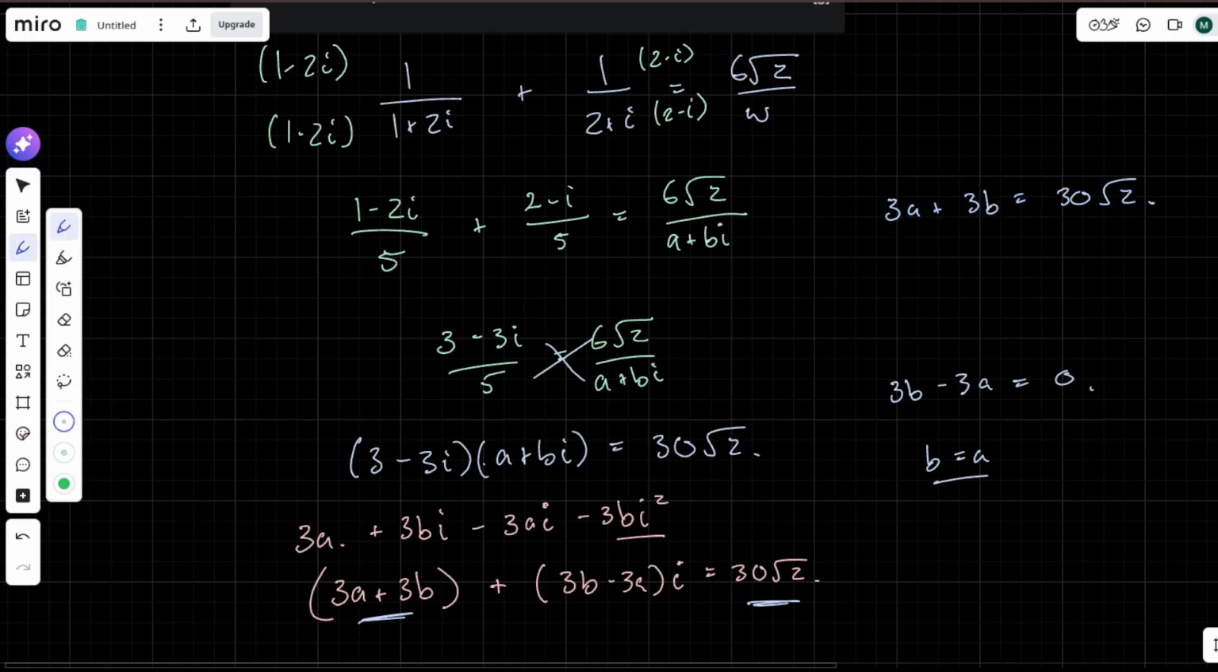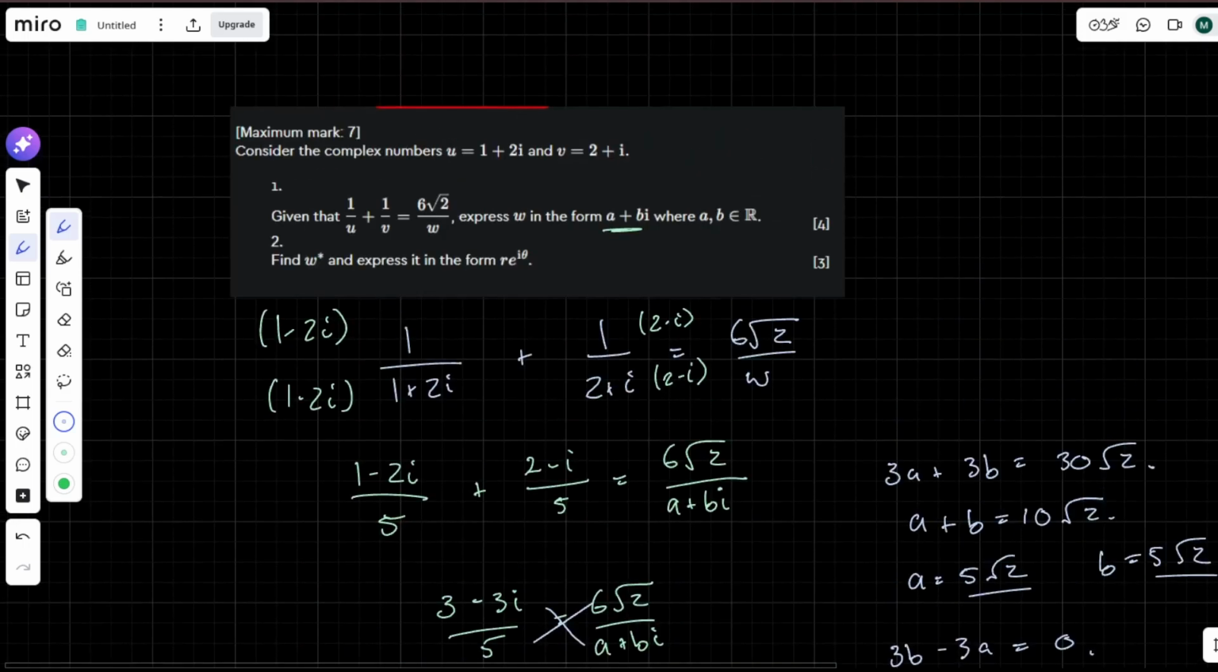Okay, so divide everything by 3, sorry, everything that is 10 root 3. I mean, this suggests, if these are equivalent, that a ought to equal 5 root 2 and b ought to equal 5 root 2. So that would be our complex number.